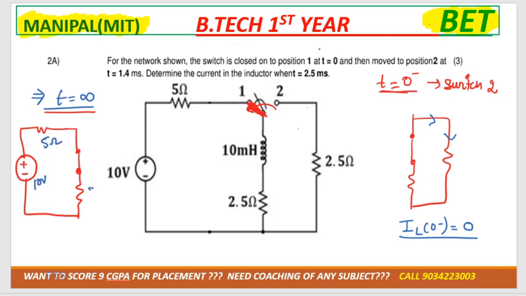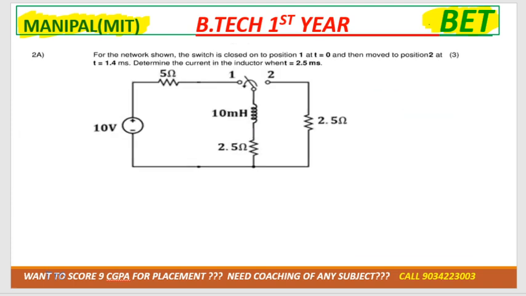This is 5 ohm and this is 2.5 ohm. So can we get the current over here? IL of infinity. IL of infinity is how much? V by R. V is 10 volt, resistance is 7.5. Can we get the current over here? Good. So now we need to calculate tau value.